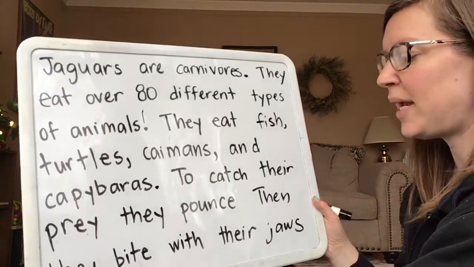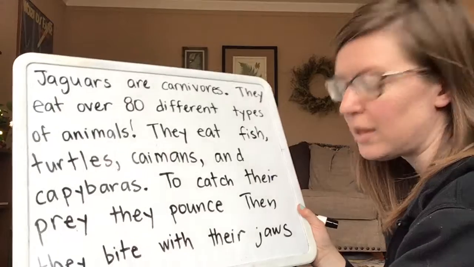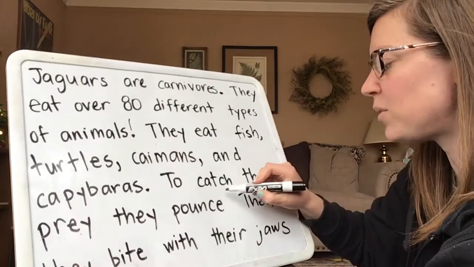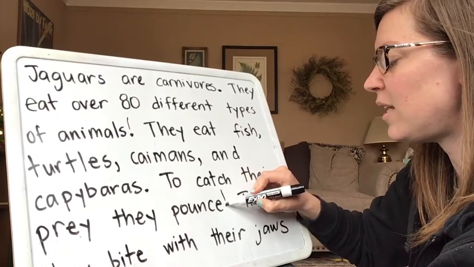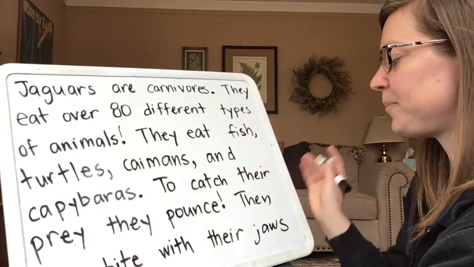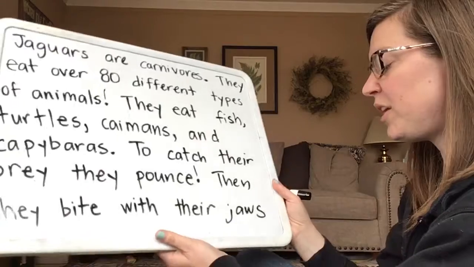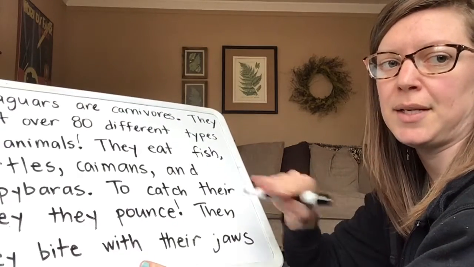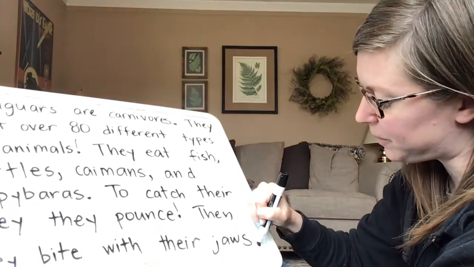To catch their prey, they pounce. I want to make that an exclamation mark because it's so exciting. To catch their prey, they pounce. And I want my reader to feel like they can see the jaguar pouncing. Then they bite with their jaws. That seems pretty serious and scary. Just a telling sentence, so I'm going to put a period right there.